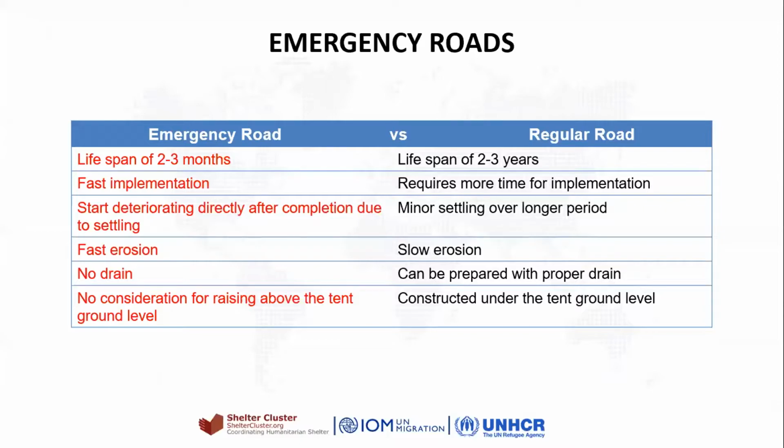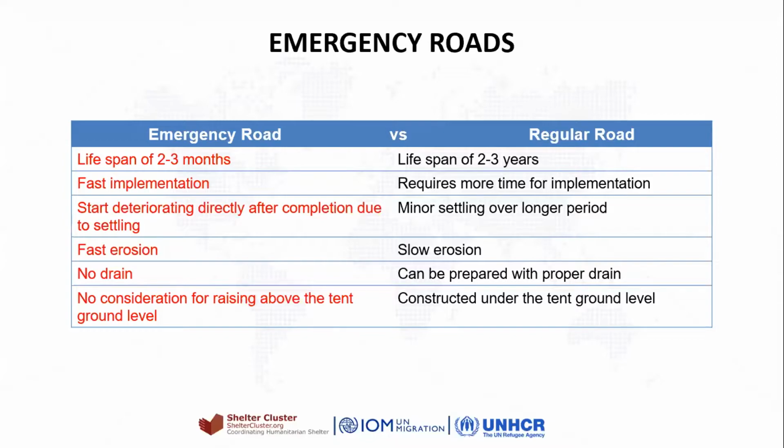Now, with this table, we put the pros and cons, the differences between the emergency road that we usually implement in northwest Syria and the regular road that we explored in the previous workshop. Now, the lifespan, as you can see, is 2-3 months for the emergency road, versus 2-3 years for the regular road. It has fast implementation. We don't need to consider all the elements of the regular road. Also, the minus of the emergency road is that the deterioration will happen very quickly.